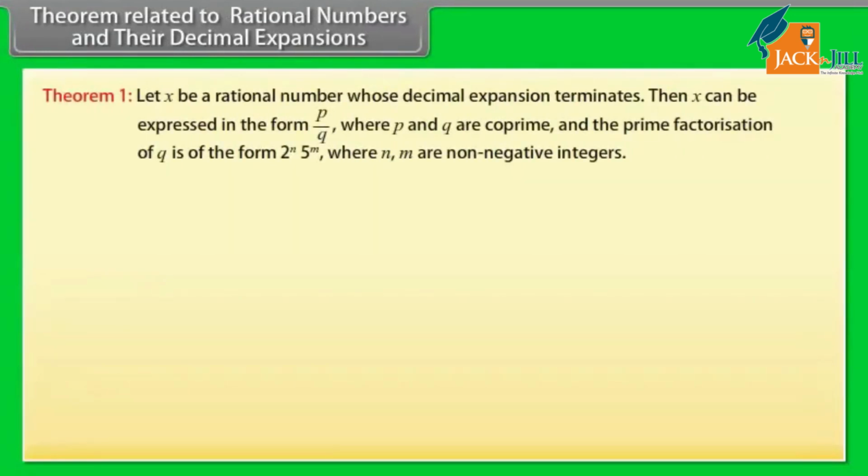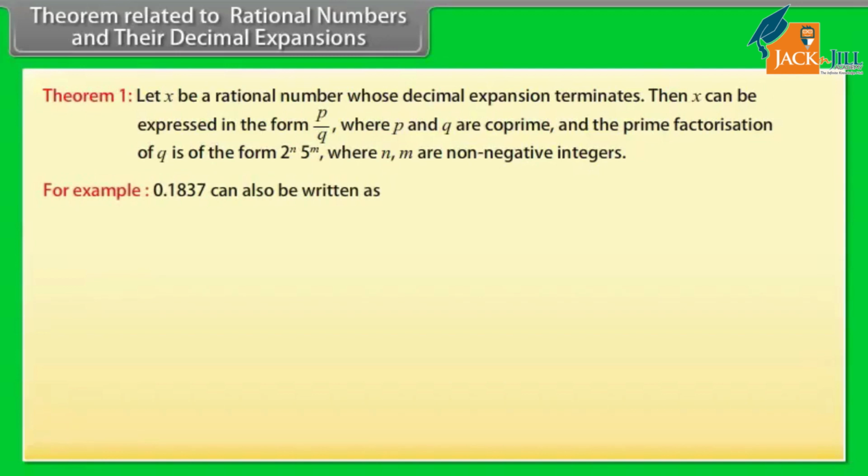Theorem related to rational numbers and their decimal expansions. Let x be a rational number whose decimal expansion terminates. Then x can be expressed in the form p upon q, where p and q are co-prime and the prime factorization of q is of the form 2 raised to the power n, 5 raised to the power m, where n, m are non-negative integers.